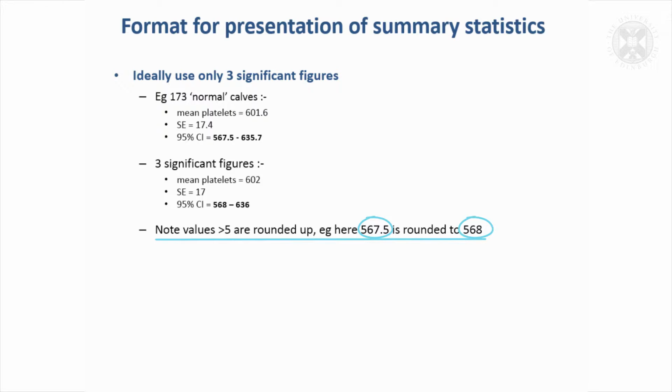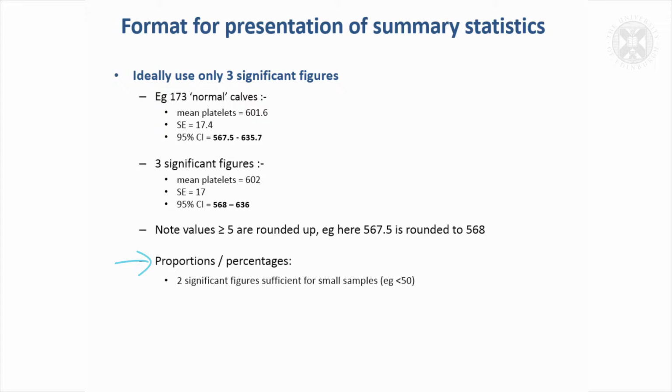567. Sometimes I've seen people just chop off the last value and give that as 635, but that's not really appropriate. So, you know, better to round the values above 5 up to the next one.